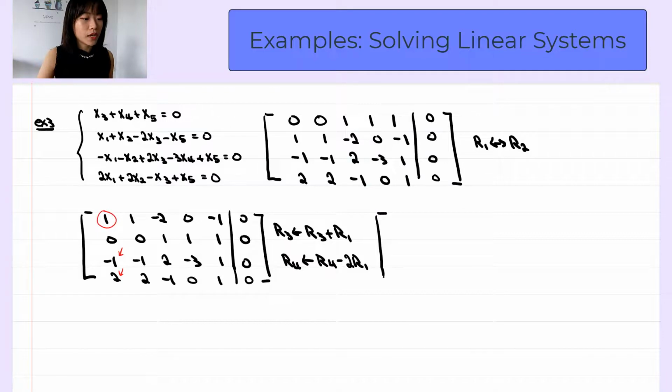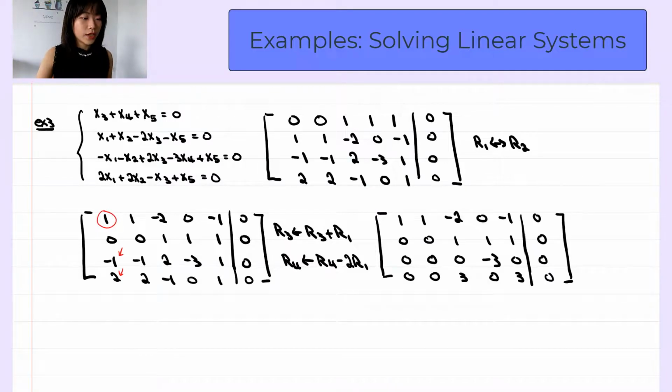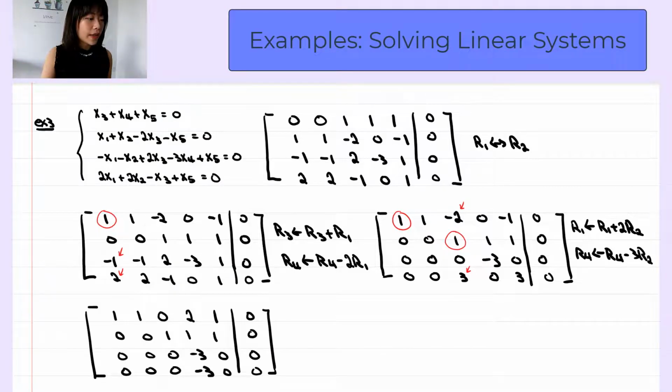Then the matrix becomes, so here's our first pivot. In the second column, we don't have a pivot, so the second pivot is this one. Now we want to eliminate this negative 2 and this 3. So we can replace row 1 by row 1 plus 2 times row 2, and row 4 can be replaced by row 4 minus 3 times row 2. So now we have our first and second pivots ready.